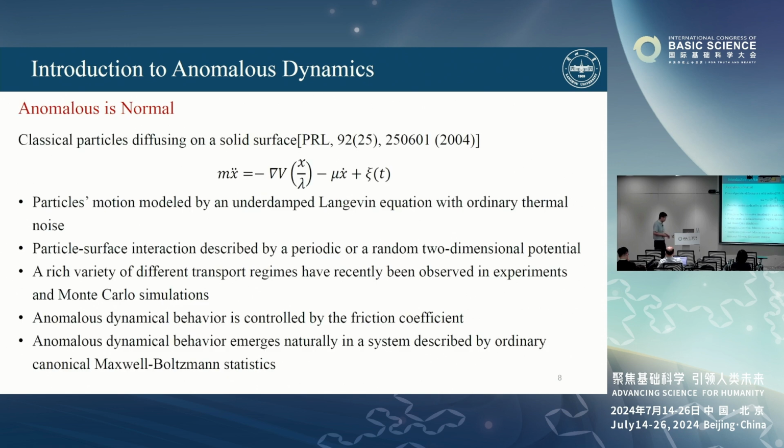All the previous discussion is about the biology or chemistry background. In fact, the anomalous is normal. Even in our daily life, we can still find non-Brownian motion. So this is a typical example.